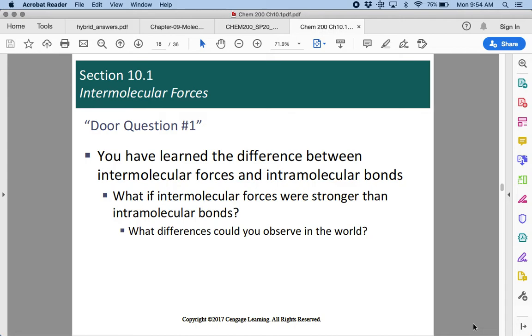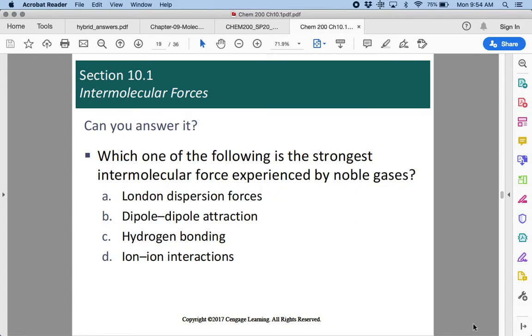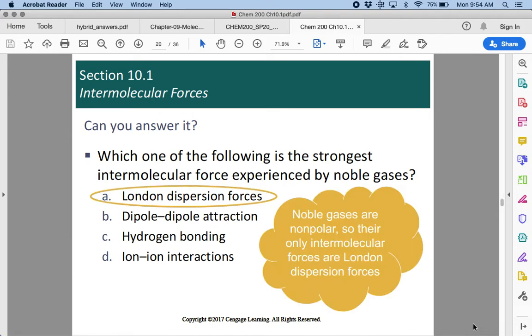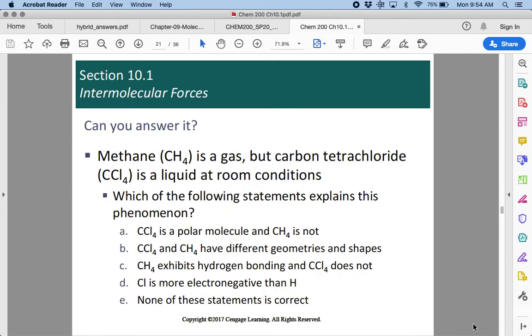Here is your first door question for chapter 10. So I'm going to give you a moment. Go ahead, pause, and try to answer this question. You can try and answer this one.